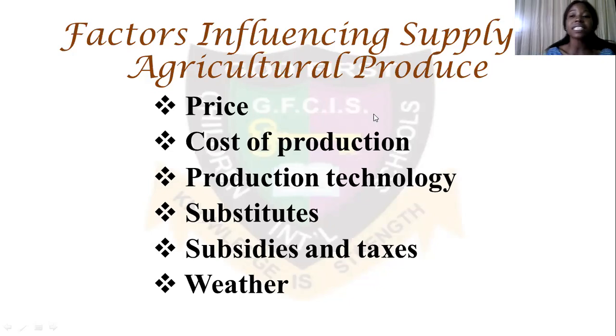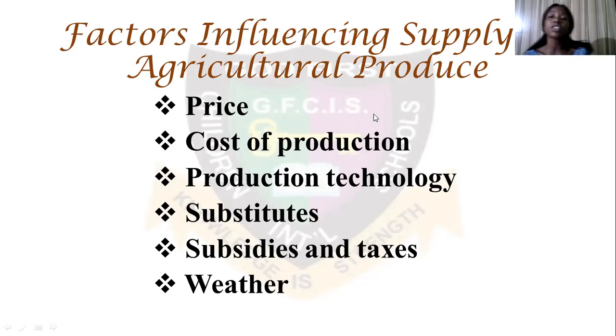Then subsidies and taxes. Subsidies are like benefits given to the farmers by the government. So when they have such benefits, they will produce more. But when there is taxation on certain produce, especially produce that is being exported out of the country, if there is an increase in tax, the farmers will reduce their supply. So subsidies will help increase supply, while taxes will reduce supply of farm products.